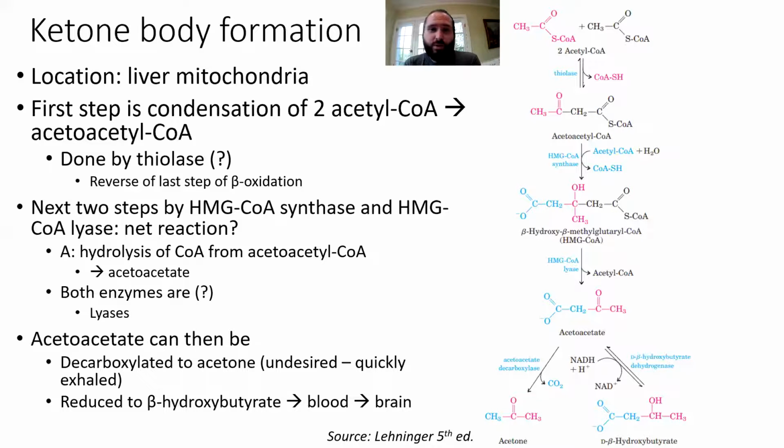All right, so the important takeaways here, I would say, are acetyl-CoAs, which can be produced by beta oxidation, are condensing via thiolase into acetoacetyl-CoA. The next two steps are not really important, but you should know that acetoacetyl-CoA will become acetoacetate, and then can either go this way, be decarboxylated to acetone, or can go this way, be reduced into beta hydroxybutyrate. So those would be our important takeaways from this slide here.